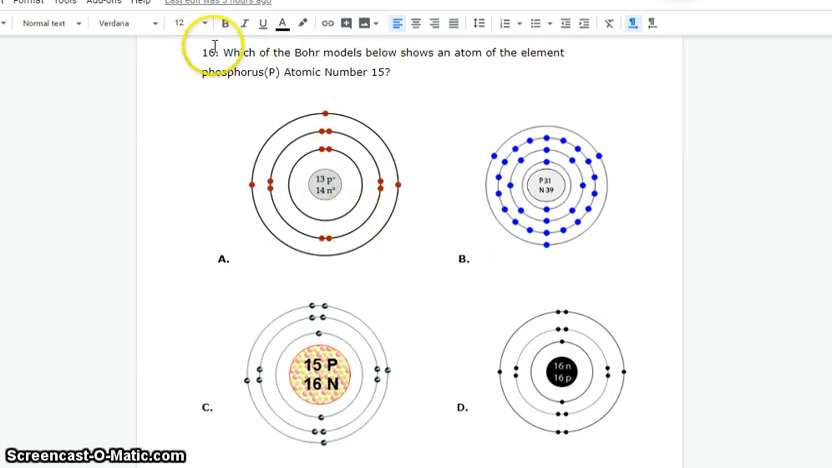Number 16. Which of the Bohr models below shows an atom of the element phosphorus with an atomic number of 15? So use your periodic table. It has atomic number of 15. Do your Bohr models and see which one of these is correct. It is not D.